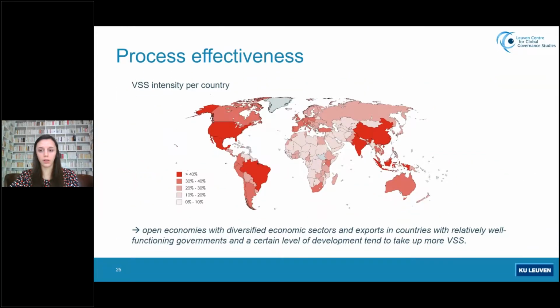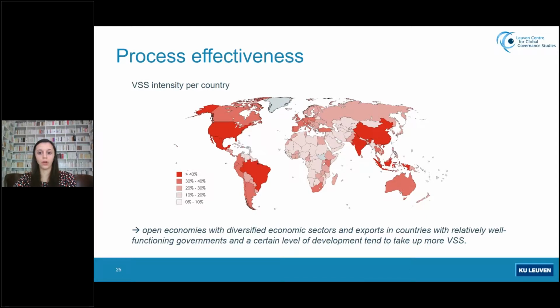So another way to look at adoption of VSS is looking at the number of VSS that are active in different countries. On the basis of the ITC Standards Map, which I have already introduced to you earlier, it's a database on VSS, I constructed the map that you see now on the slide. You can see that some countries, for example, Brazil or the US, Mexico, China, India, Indonesia, count quite a lot of VSS active on their territory, and in fact, they have more than 40% of all existing VSS active in their country.